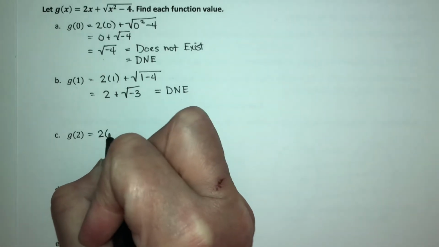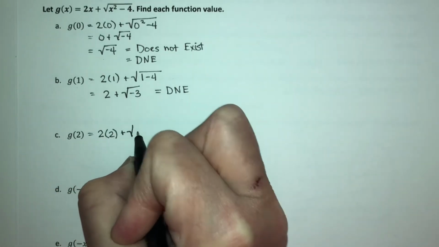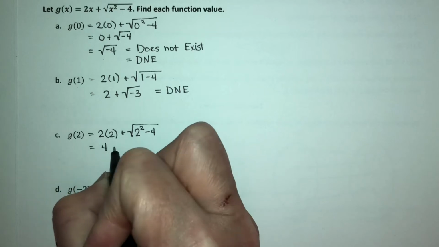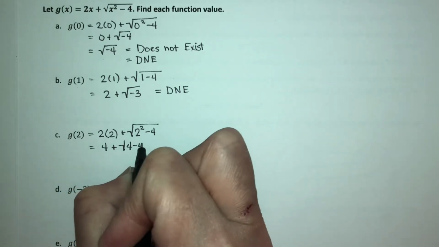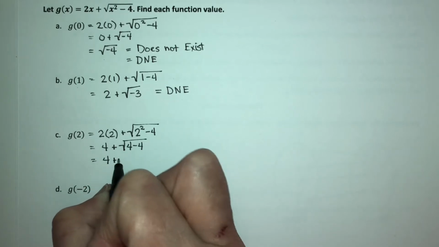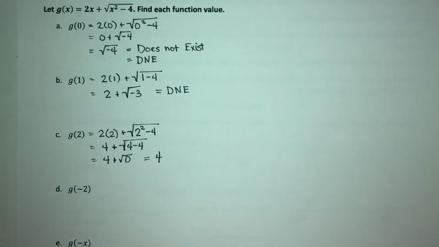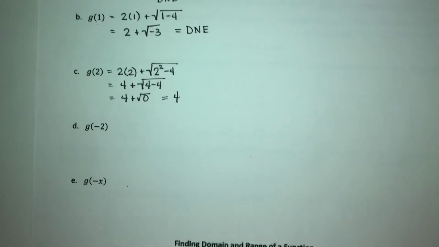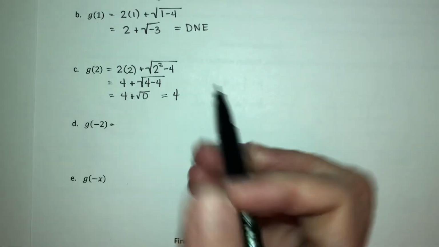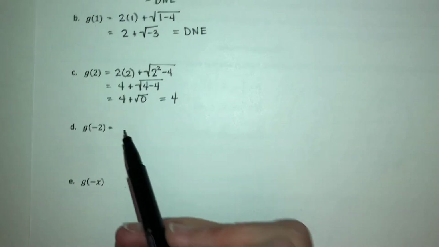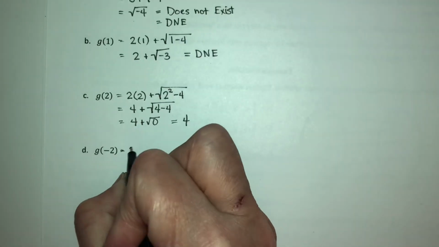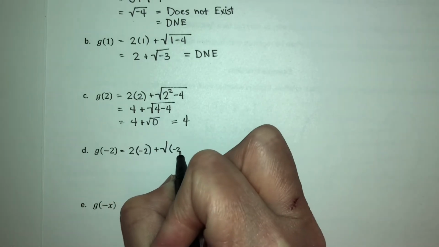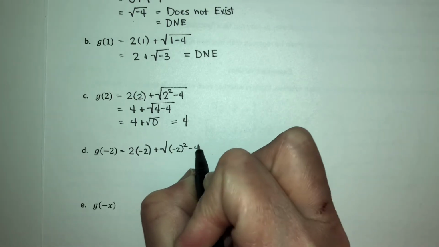So this would be 2 times 2 plus the square root of 2 squared minus 4. So this is 4 plus the square root of 4 minus 4, which is 4 plus the square root of 0, which is 4. G of negative 2. So I'm going to take a negative 2 and I'm going to plug it in everywhere there was an x here. So this is 2 times negative 2 plus the square root of negative 2 in parentheses squared minus 4.